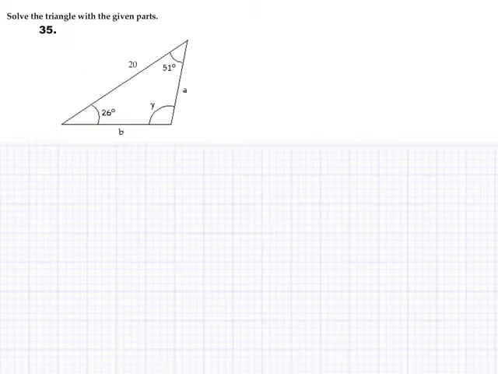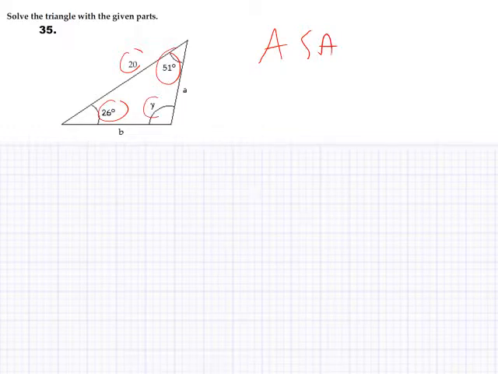So here, looking at this, we have a triangle we're trying to solve. Looking at what we're given: an angle, a side, and an angle. So angle, side, angle, we're going to use law of sines. We could solve for this angle right here first. If we did 180 minus 26 minus 51, that would tell us what that angle is. That would give us 103 degrees.